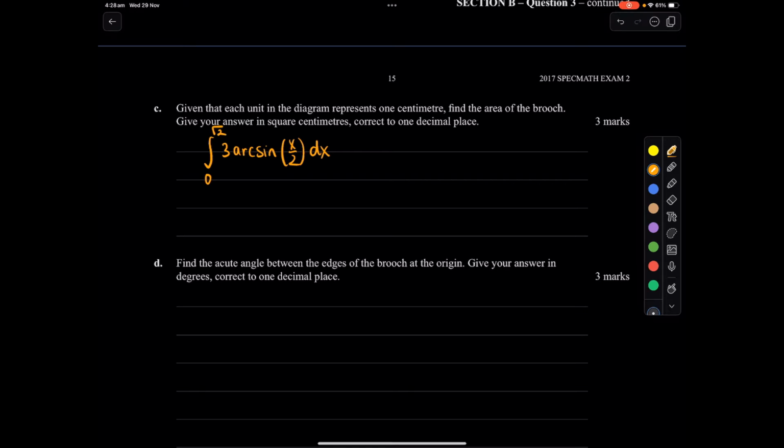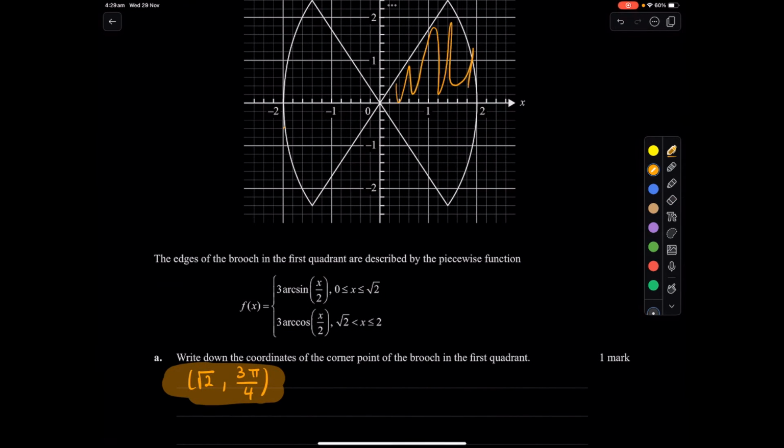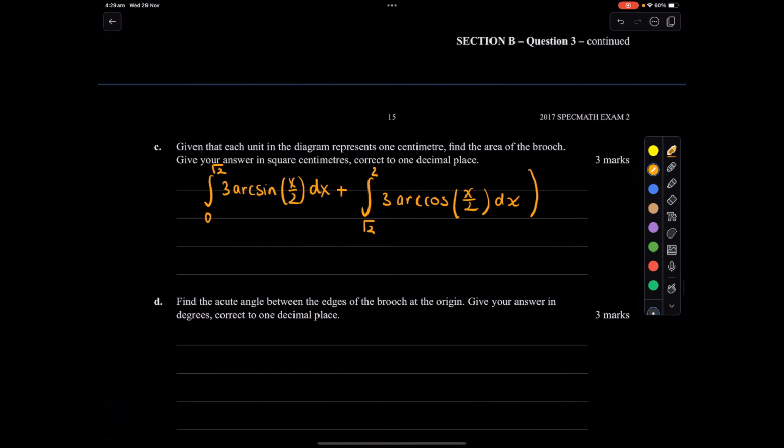0 to root 2, yes. And we're going to plus the integral from root 2 to 2 of 3 arc cos x over 2 dx. And yeah, so this will give us this overall area, and imagine we times it by 4 to get the overall area. So this whole expression times it by 4 will give us what?